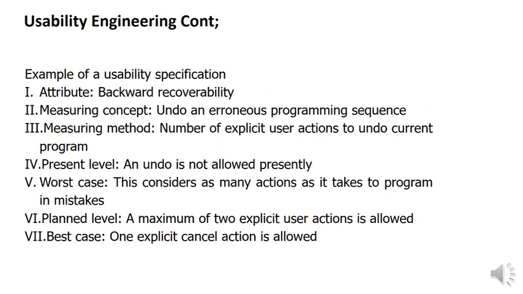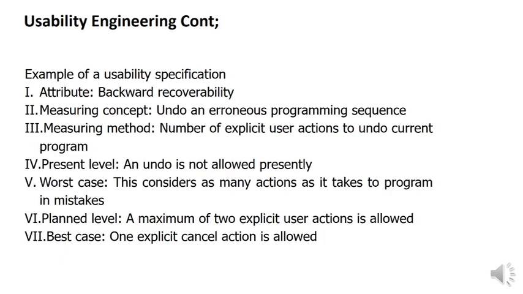An example of usability specification. 1. Attributes: backward recoverability. 2. Measurement concept: undo an erroneous program sequence. 3. Measuring method: number of explicit user actions to undo the current program.